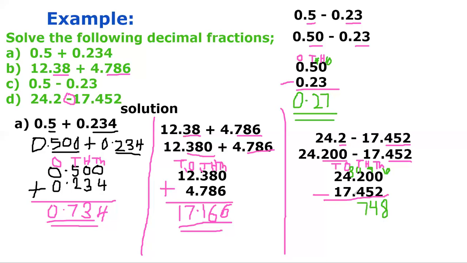Because the point must always be in line, the point must be here. Then here remains 3. Then you subtract the 7 from the 3. It can be possible. You need to take 1 from the immediate or the nearest number here. So when you take 1 here, here remains 1.